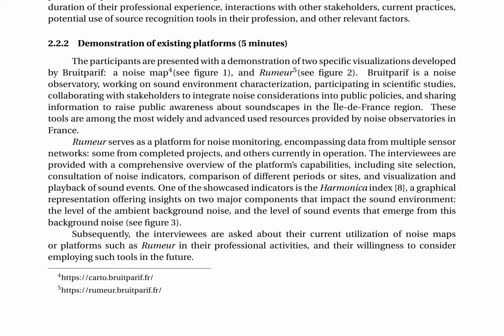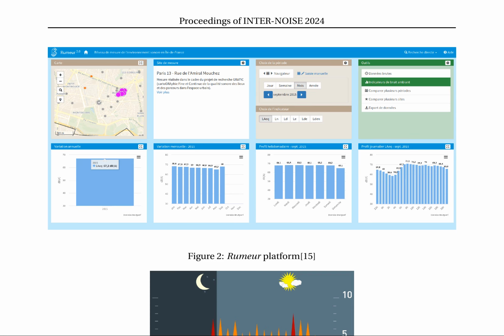This information gathering process aimed to understand stakeholders' familiarity with noise visualization tools and their potential interest in adopting these tools in their work. The section discusses the strengths and weaknesses of existing noise mapping and observation platforms. Participants were asked about their insights on these platforms, considering each visualization independently. They also provided perspectives on potential user groups for these visualizations.